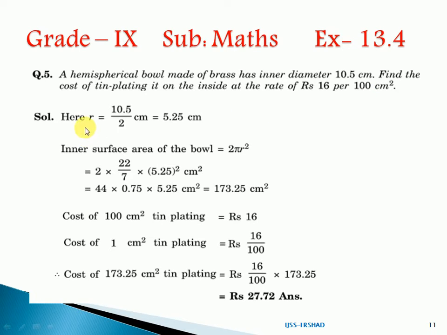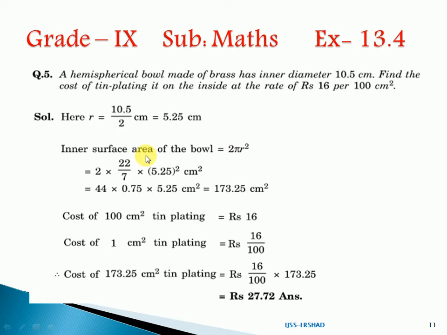So here the diameter is given. I will find r, which equals diameter by 2. When you divide 10.5 by 2, you will get 5.25. You got the radius. Now find the inner surface area of the ball. So the inner surface area of the ball is equal to, this is a hemispherical ball, keep in your mind. So for the hemisphere, the curved surface area is 2 pi r square, and it is talking about the internal part, so it will be the same 2 pi r square.